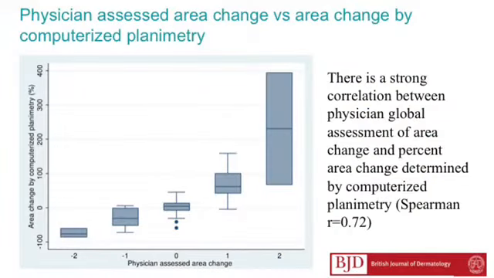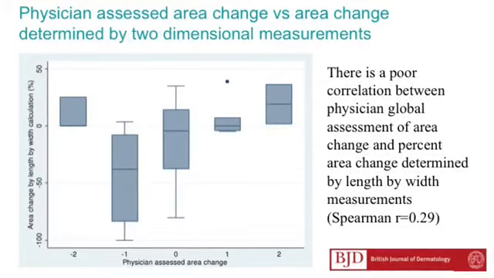There was also a strong correlation between physician global assessment of area change and percent area change using computerized planimetry. There was a poor correlation, however, between physician global assessment of area change and area change determined by length by width measurements. Therefore, computerized planimetry is a reliable technique for measuring area of individual discoid lupus lesions. It's better able to assess clinical response to topical therapies for discoid lupus lesions as compared to two-dimensional areas.